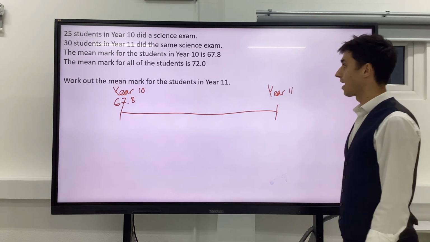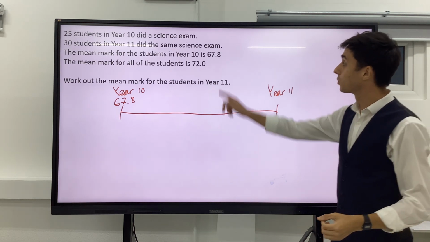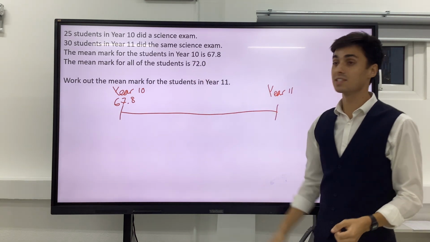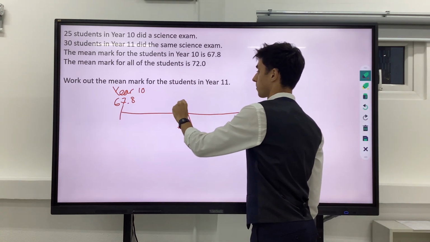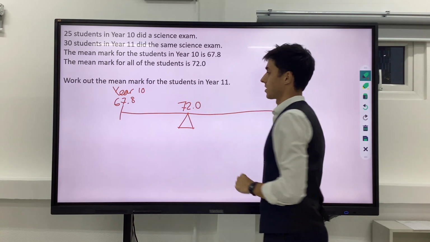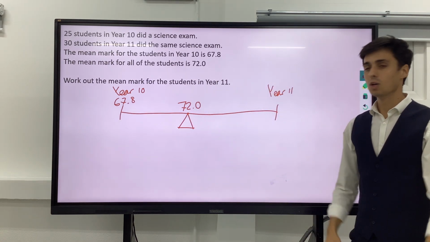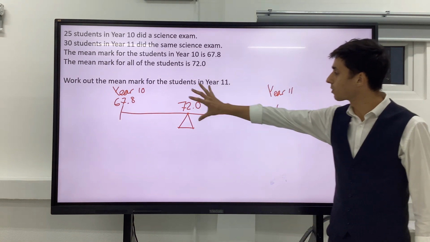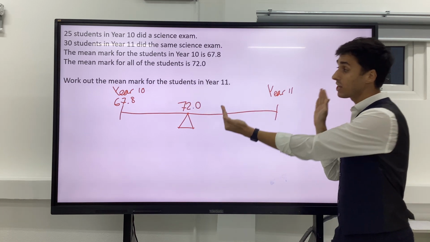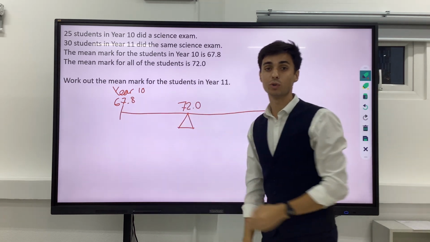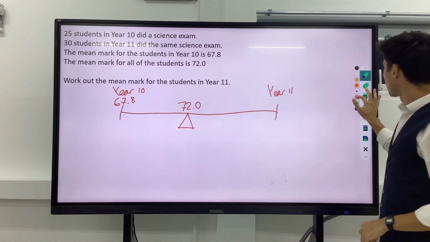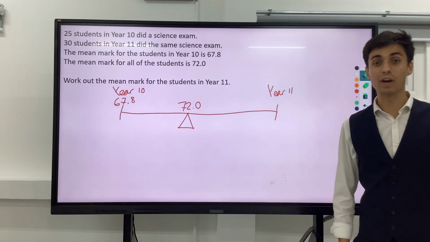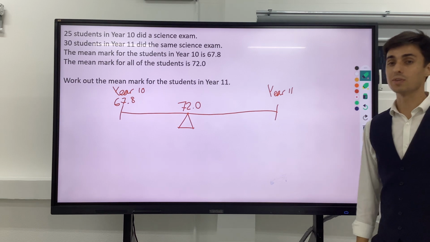We don't know their average, but we do know the mean for all of the students is 72. So we can put this in the middle somewhere, 72.0. We always know that's true, don't we? The combined mean is between the means of the two groups. And where exactly that mean goes depends on the ratio of the two groups. So that's our next job.